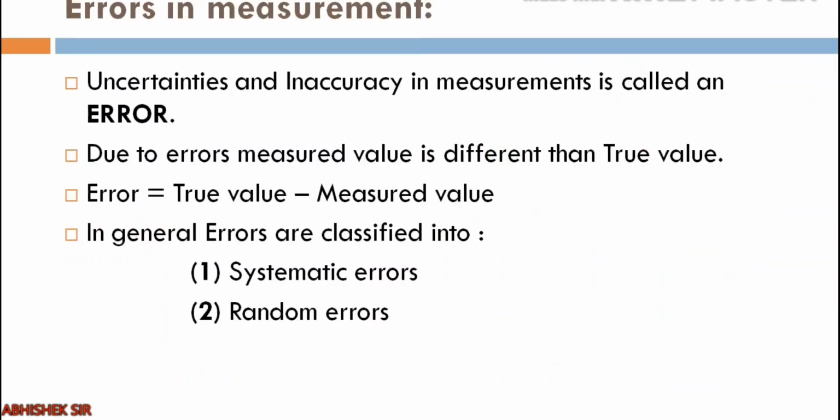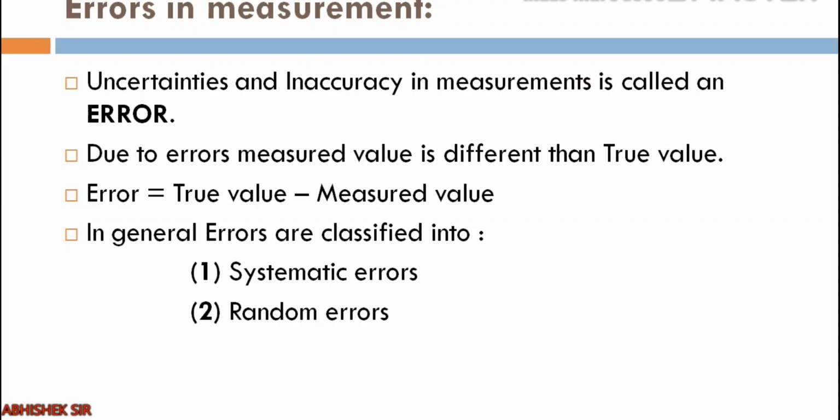Clear? Now moving on to the next topic, that is errors in measurement. Every measurement is limited by the reliability of the measuring instrument and the skill of the person, as we have already discussed. While making the measurement, some uncertainty gets introduced. There is some inaccuracy that leads to a different value of measurement. As a result, the measured value is always somewhat different from the actual or true value, right?